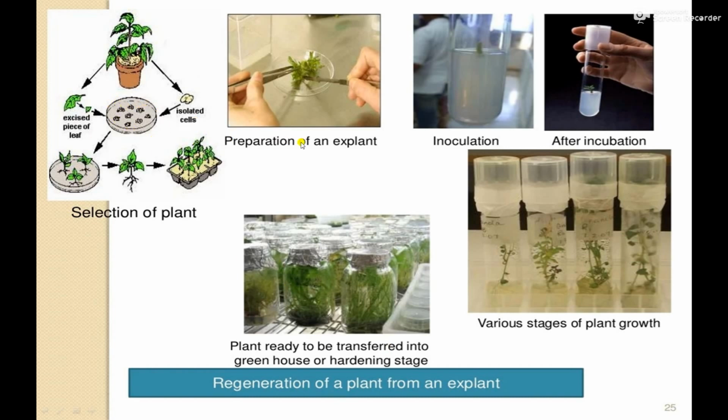Okay, then preparation of an explant, then inoculation, then after incubation, various stages of plant growth, then the plant is ready to be transferred into greenhouse or hardening stage, then regeneration of a plant from an explant. These are the techniques or steps in plant tissue culture.